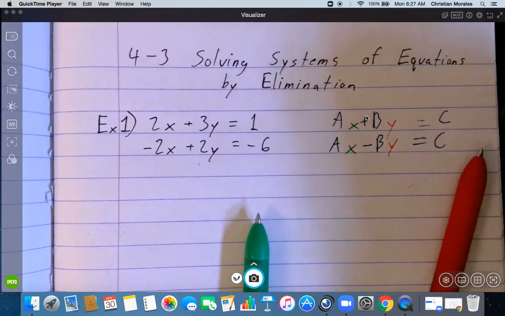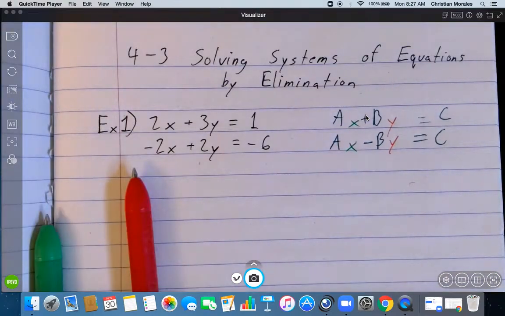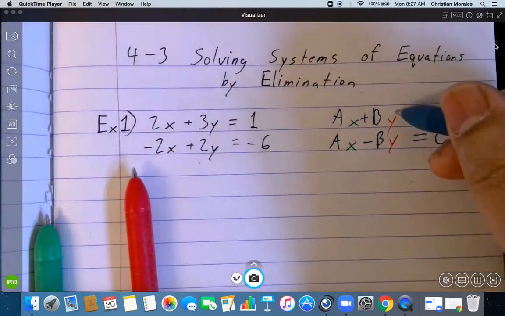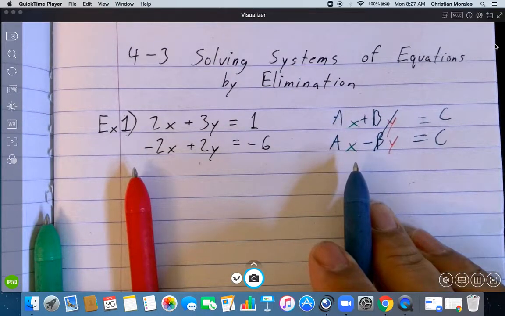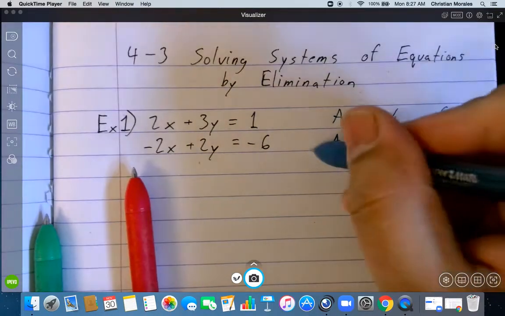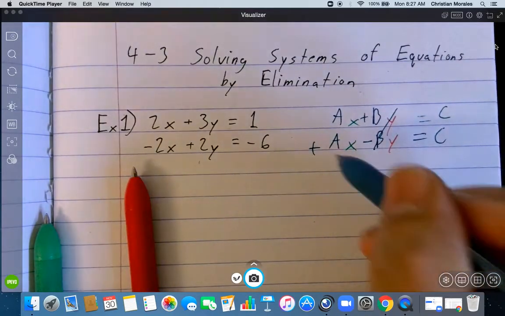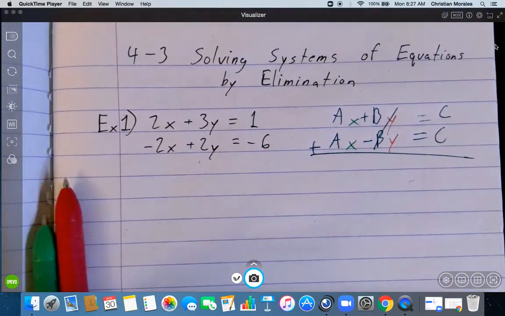So when you combine these, you're going to add these up and these will cancel out, and you're only going to be left with x's to solve, okay? So you're adding together the two equations to make a new one. That's basically the concept. So let me give you an example.